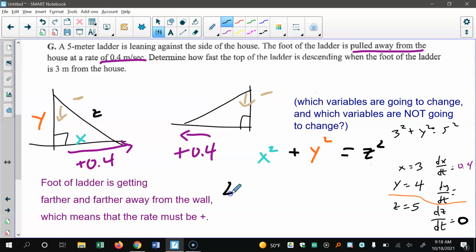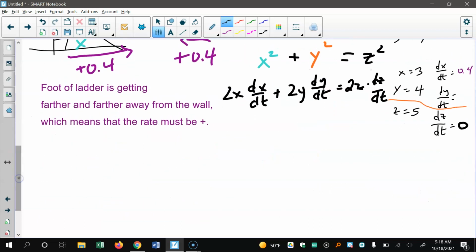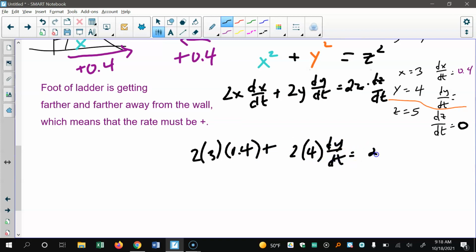So now let's go and take our derivative. The derivative of x squared is 2x, but I took it with respect to time, so that's dx/dt. Plus, the derivative of y squared is 2y dy/dt. The derivative of z squared is 2z dz/dt. And now, let's have fun plugging in numbers. I'm going to get 2 times 3 times 0.4 plus 2 times 4 times dy/dt, which is what I'm solving for, equals 2 times 5 times 0, because the rate of the ladder is not changing.